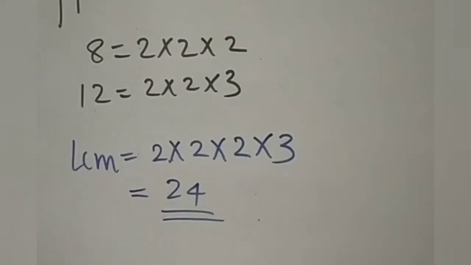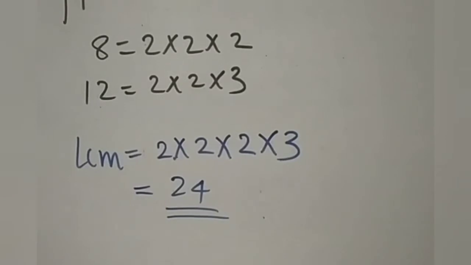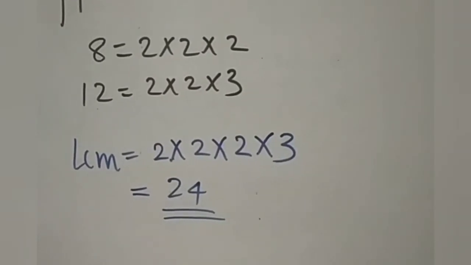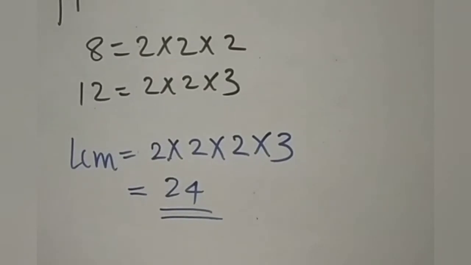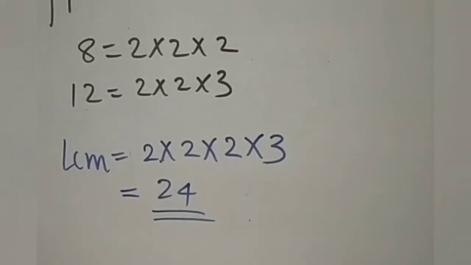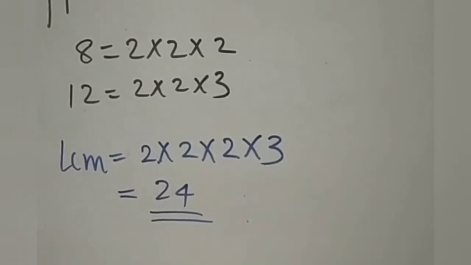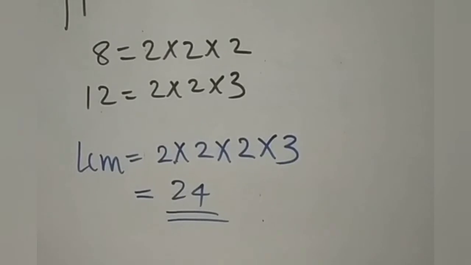And take the next prime factor, that is 3. And 3 has appeared only 1 time in the prime factorization of 12. So we will take the product of these numbers, that is 2 into 2 into 2 into 3. That is equal to 24. So 24 will be the LCM of 8 and 12.